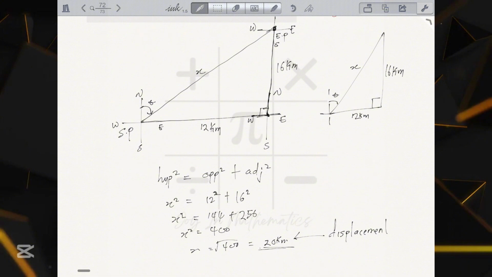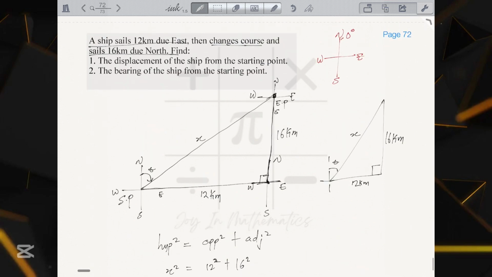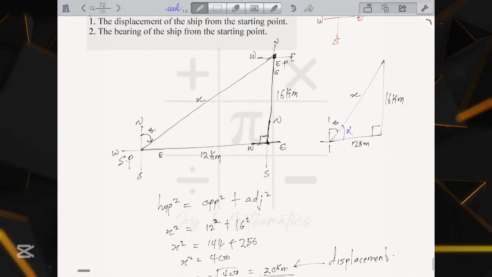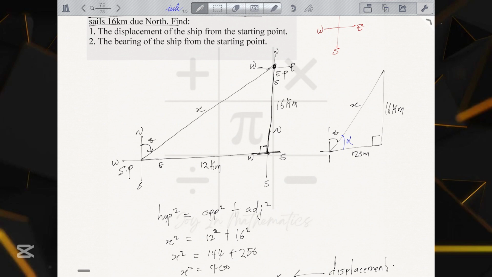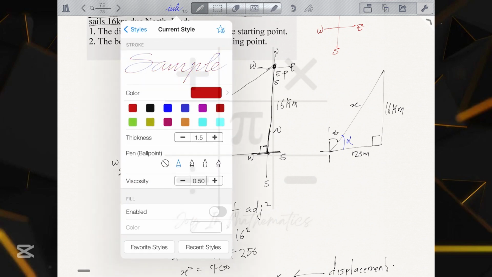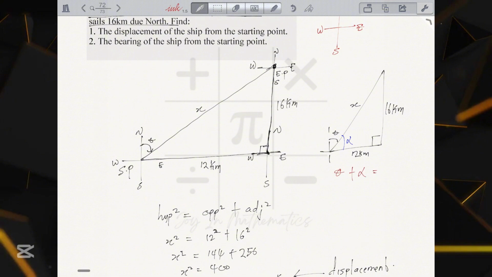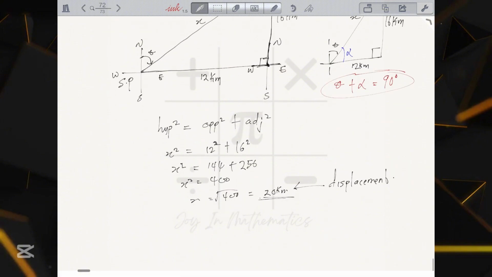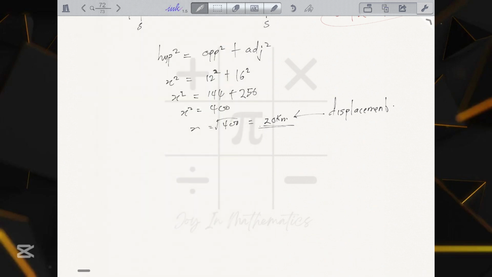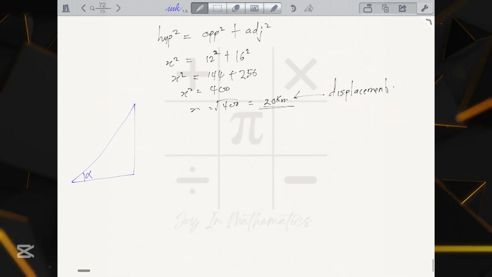Now that we have the displacement, let us now look at how we can evaluate the angle or the bearing of the ship from the starting point. Now let's label this angle alpha. If we label it angle alpha, we can evaluate alpha. But before we evaluate alpha, we have to understand that theta plus alpha is equal to 90 degrees. So let's redraw the diagram here for ease of understanding. We have alpha, x, which is 20 kilometers, 12 kilometers, and then 16 kilometers.